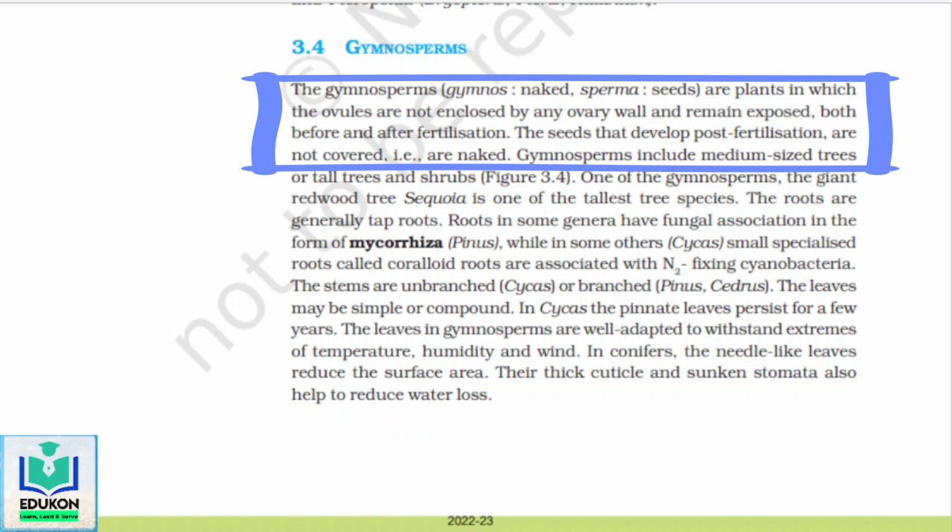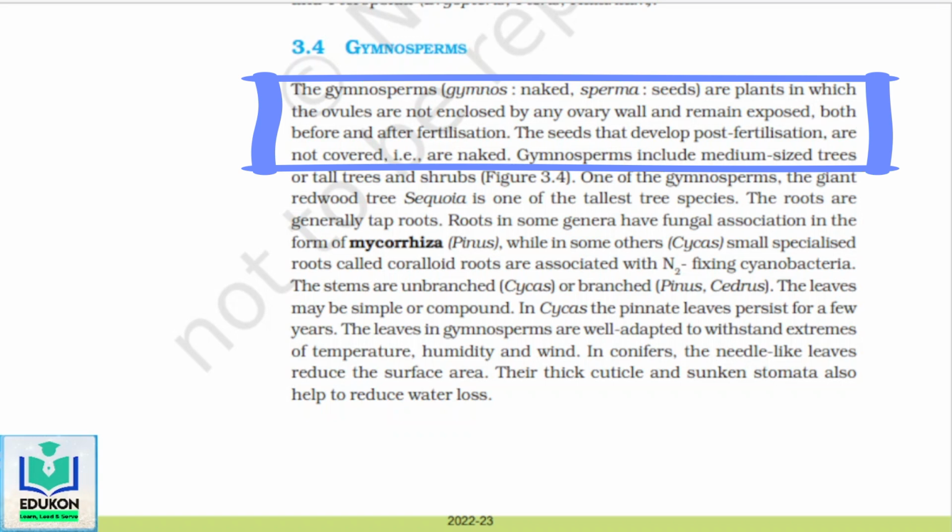So in these plants the ovules are not enclosed, they are not covered by any kind of ovary wall, and remain exposed both before and after fertilization. The seeds that develop post fertilization are not covered, or naked. That is, before and after fertilization there is no covering around the seed.